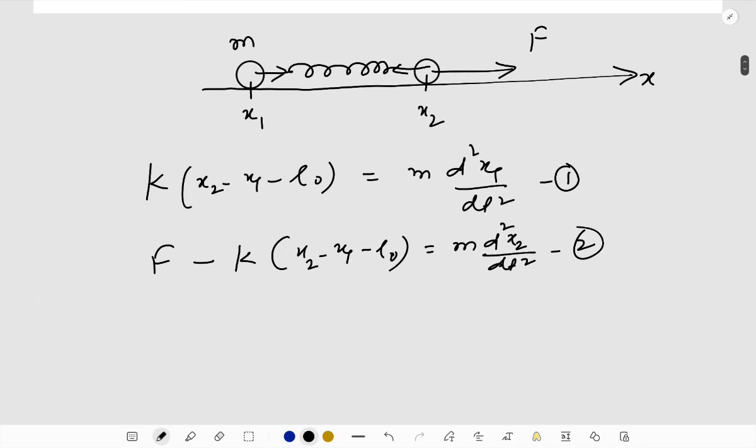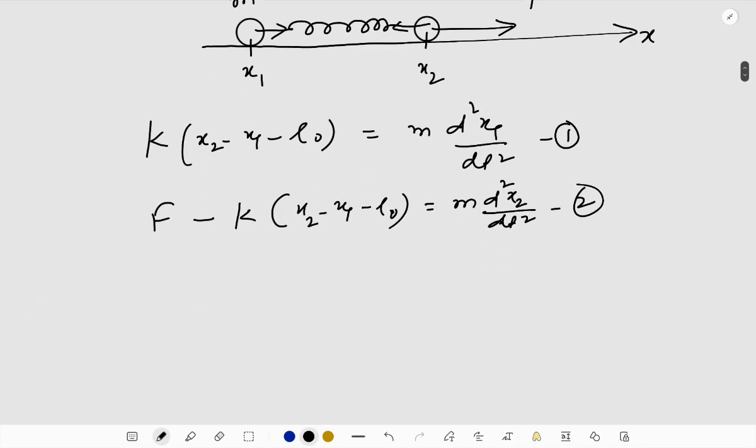In these equations you can watch two things: the length of the spring at any time t can be given as x2 minus x1, and the position of the center of mass of the object can be written simply as x2 plus x1 by 2. Both have the same mass, so m1 x1 plus m2 x2 divided by m1 plus m2 becomes x1 plus x2 by 2, or x2 plus x1 by 2.